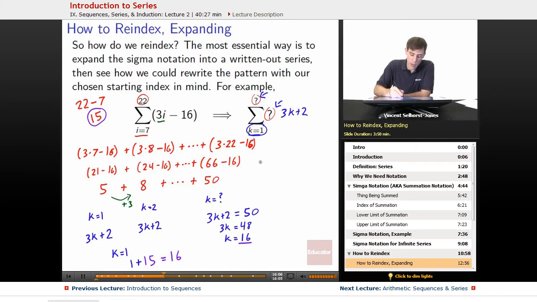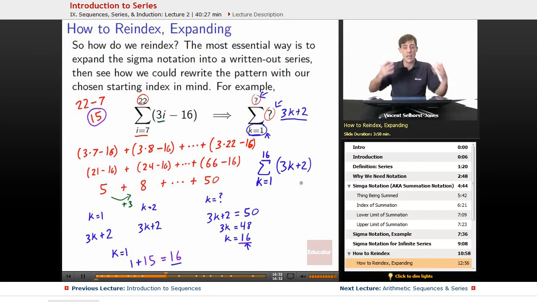So with that in mind, we now know our lower limit with our index is going to be k equals 1, because that's what we wanted to figure out in the first place. Our upper limit of summation will be 16. We figured out two different ways that has to be the case, because 16 minus 1 is 15, which is the same as 22 minus 7. Or alternately, we can solve for it using the formation we came up with for that general term, and then 3k plus 2 is what's actually being added on each term. And so that's one way of doing it.